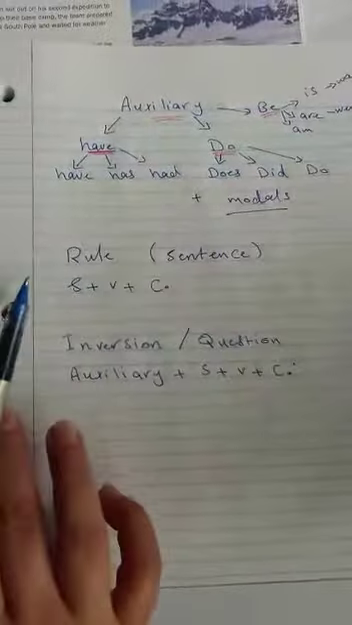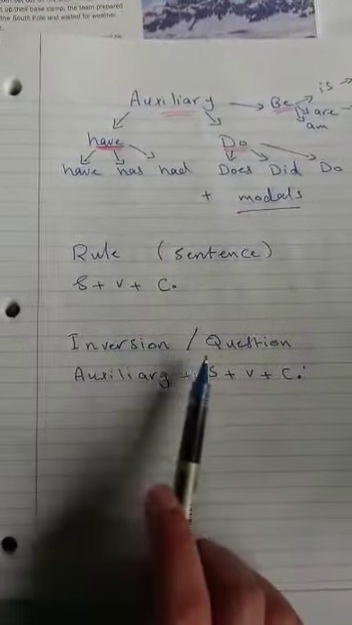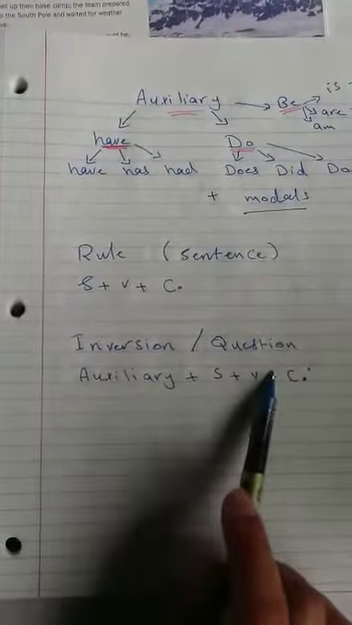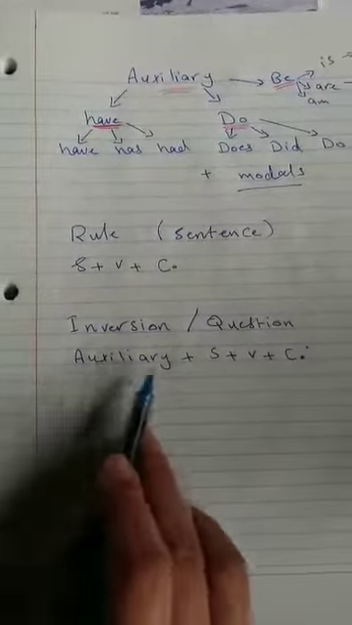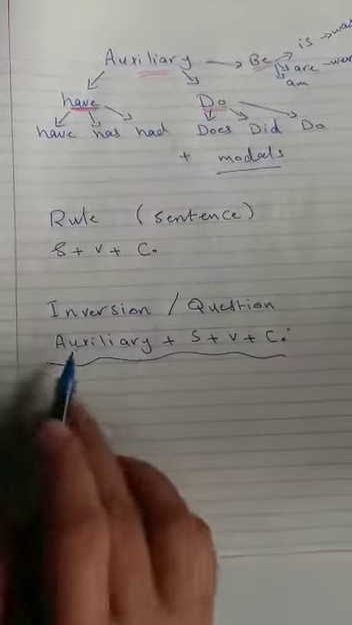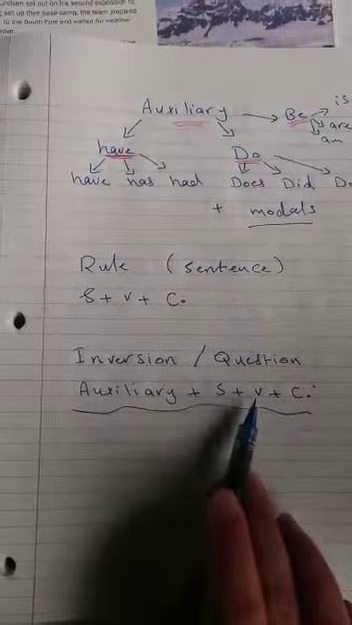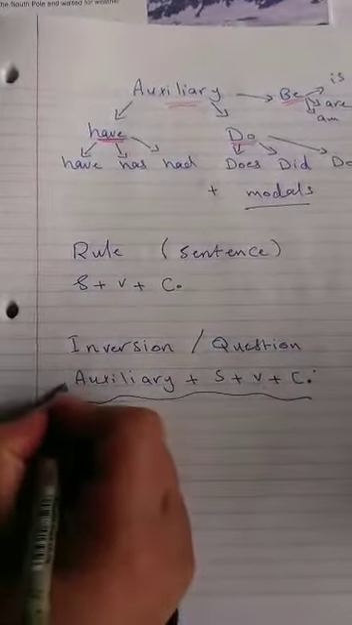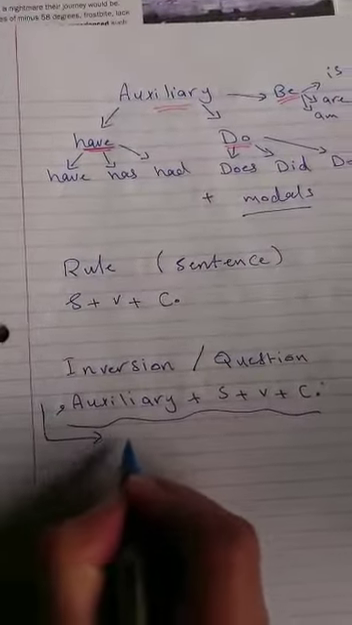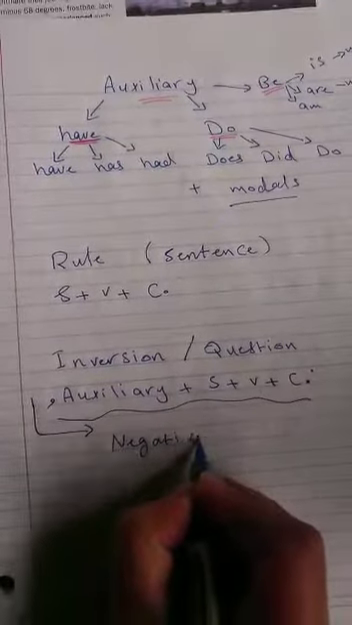The rule for the normal sentence is subject plus verb plus complement. But if we have inversion, we have the same rule as the question. We put auxiliary plus subject plus verb plus complement. So here is the main rule: auxiliary plus subject plus verb plus complement. And at the beginning of the sentence, we put here what? The negative expressions.